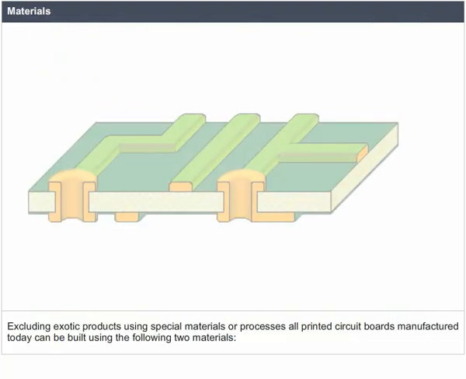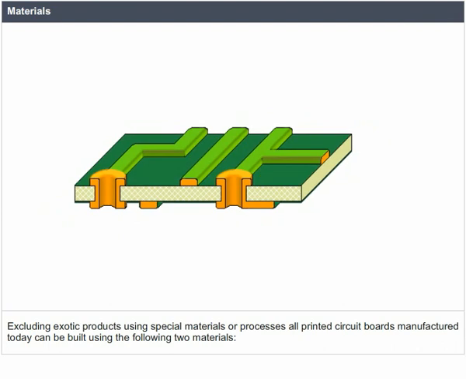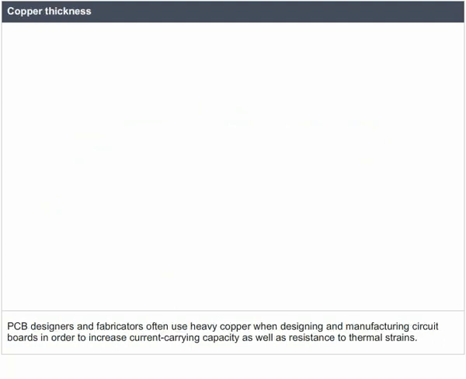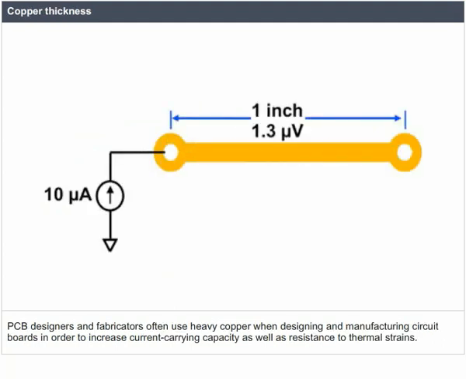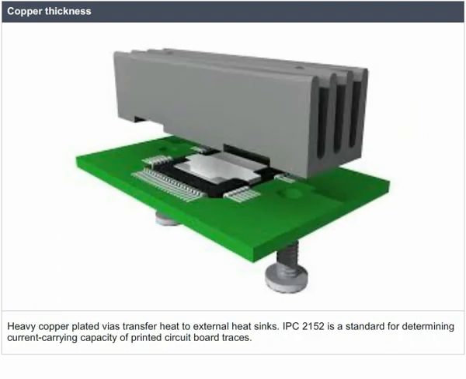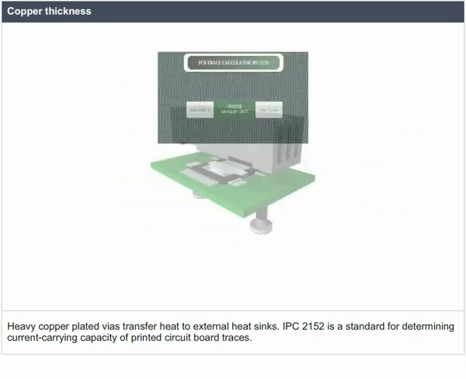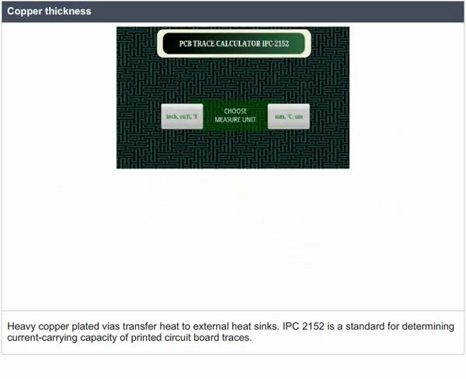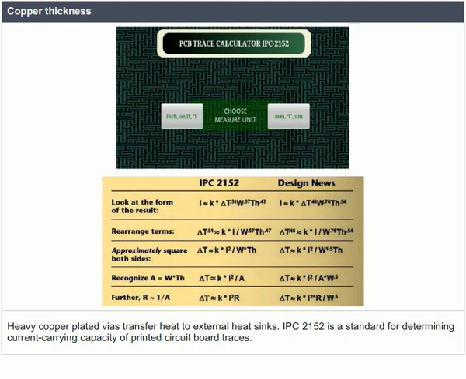Materials. Excluding exotic products using special materials or processes, all printed circuit boards manufactured today can be built using the following two materials: laminates and copper-clad laminates. Copper thickness. PCB designers and fabricators often use heavy copper when designing and manufacturing circuit boards in order to increase current carrying capacity as well as resistance to thermal strains. Heavy copper-plated vias transfer heat to external heat sinks. IPC 2152 is a standard for determining current carrying capacity of printed circuit board traces.